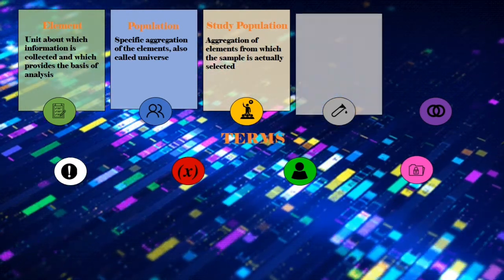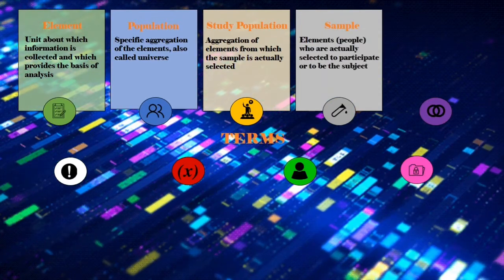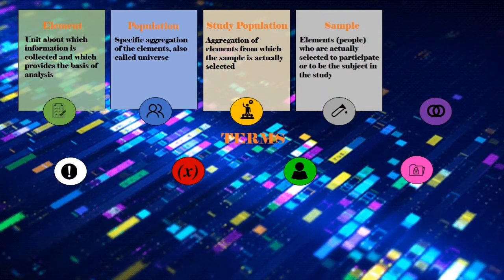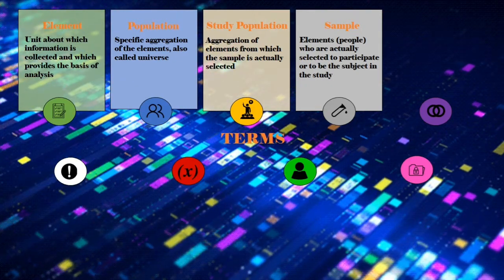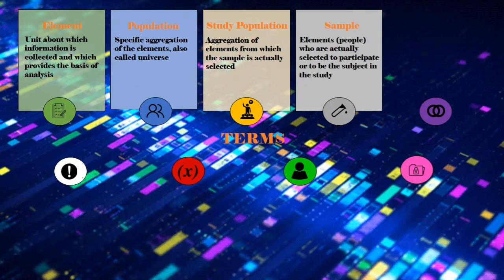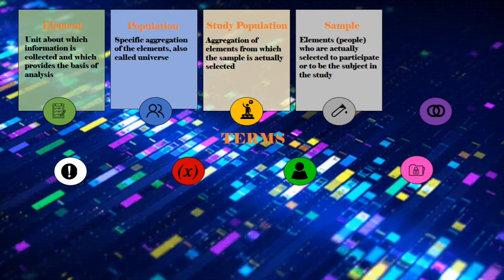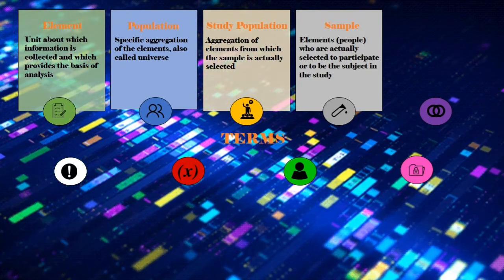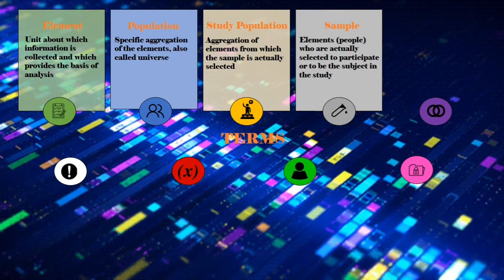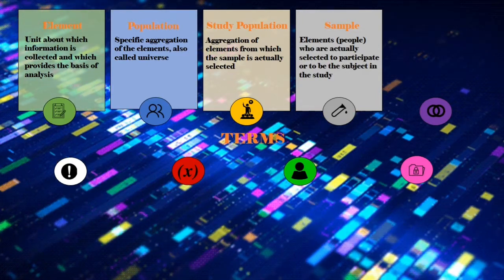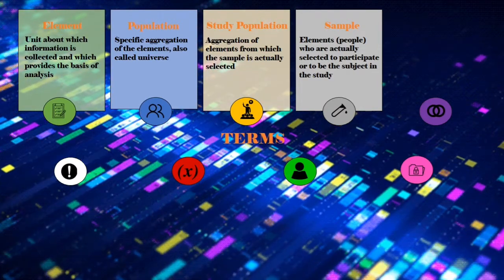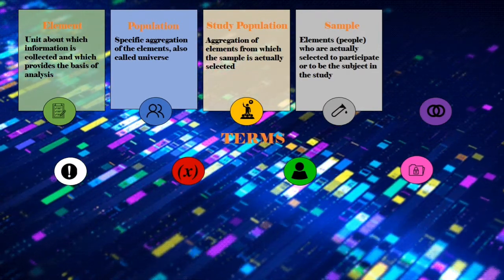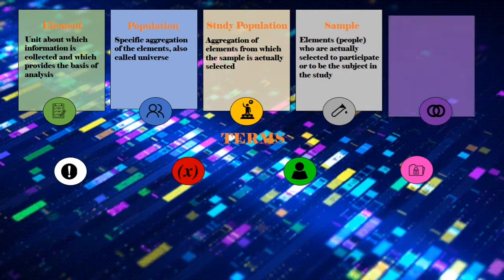Then next we have the sample. These are elements or people who are actually selected by the researcher to participate or to be the subjects in this study. So samples should be representative of the population to ensure that you can generalize the findings from the research sample to the population as a whole.